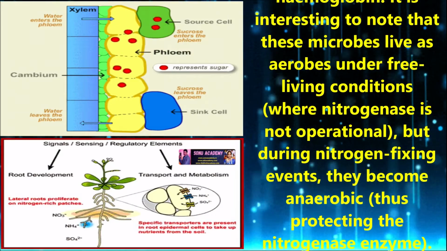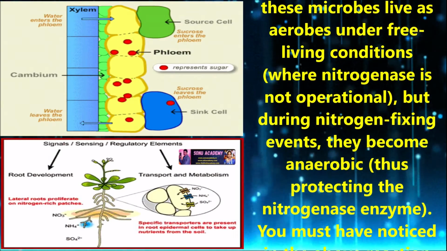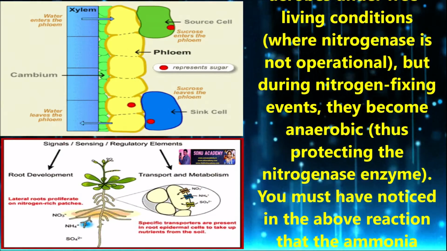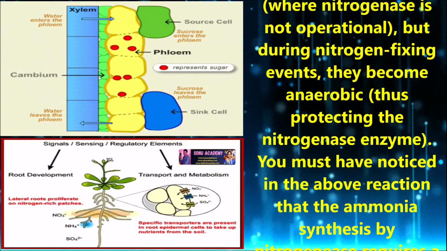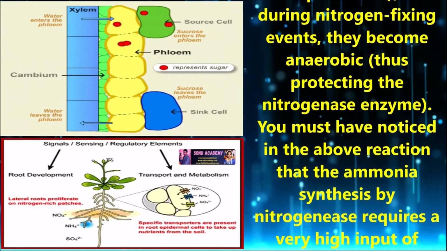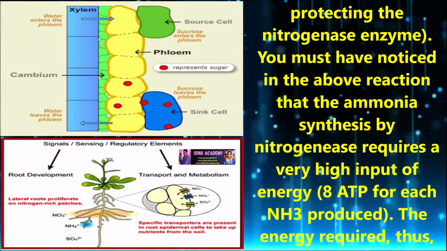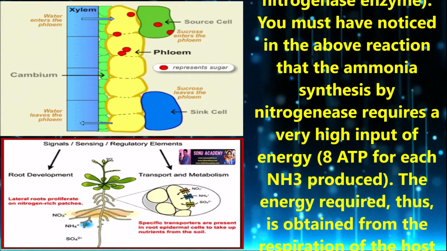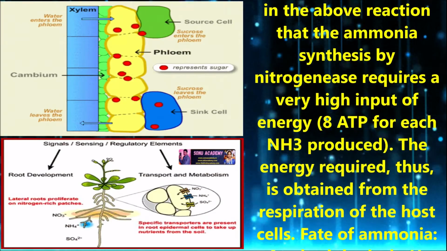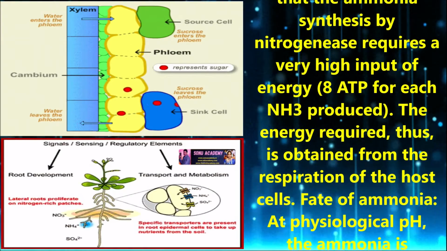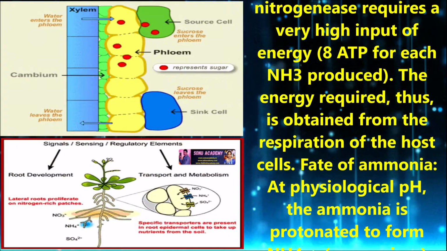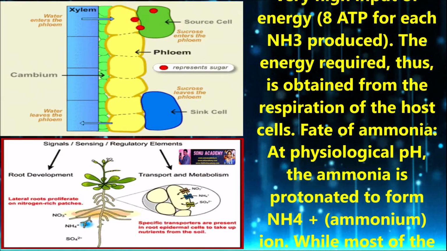You must have noticed in the above equation that the ammonia synthesized by nitrogenase requires a very high input of energy. The energy required is obtained from the respiration of the host cells. Fate of ammonia: at physiological pH, the ammonia is protonated to form NH4 plus ion.